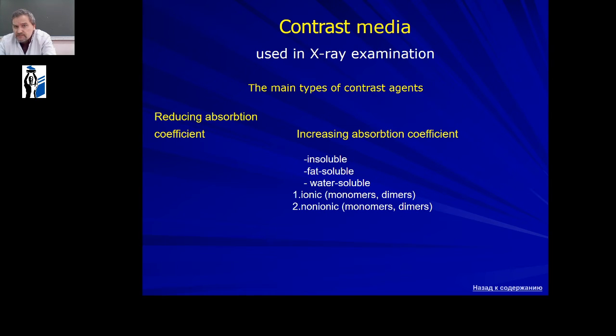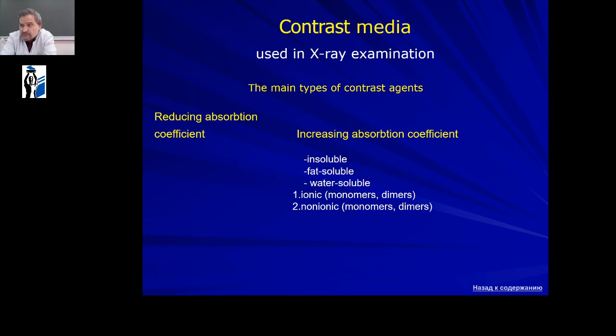The next slide is about contrast substances used in X-ray examination. Contrast substances can make invisible organs become visible. The main types of contrast agents are those reducing the absorption coefficient and those increasing the absorption coefficient.